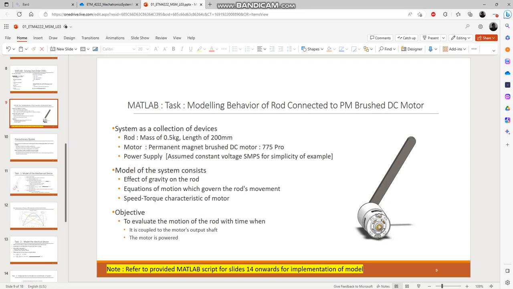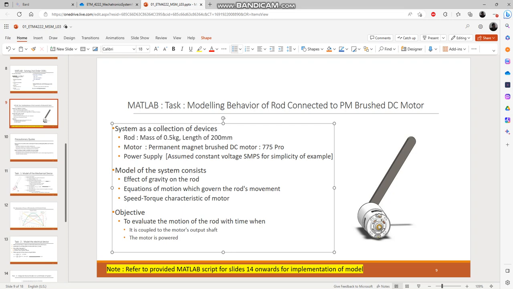The example I'm using is a rod connected to a DC motor. We can consider the rod as having a mass of 0.5 kilograms, a length of 200 millimeters, and that the rod is uniform with respect to cross section and mass distribution and so on.